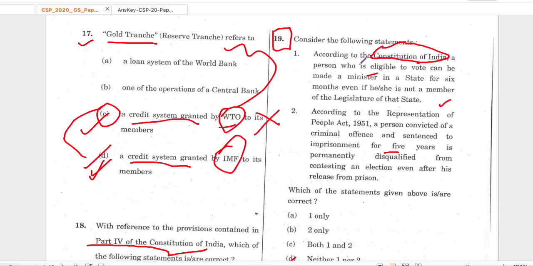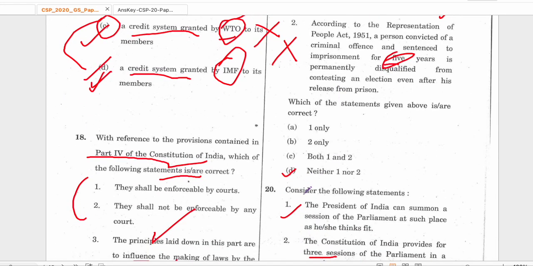Now, the second statement is: according to the RPA, a person convicted of a criminal offence and sentenced to imprisonment for 5 years is permanently disqualified from contesting an election even after his release from prison. This 5 years is nothing. Either in Lily Thomas it is 2 years, or 7 years, after which there is some crime which is heinous in nature. There is no criterion of 5 years at all. So where did this 5 years come from? Again I am telling you this data can be easily manipulated. So be cautious. I am not telling that it is always wrong, but be cautious. The answer is D.